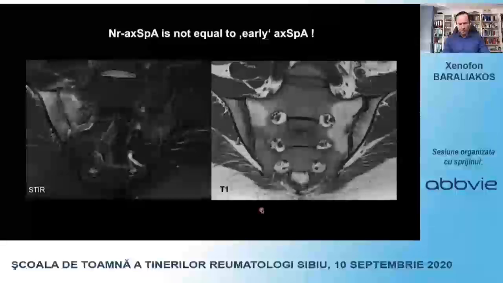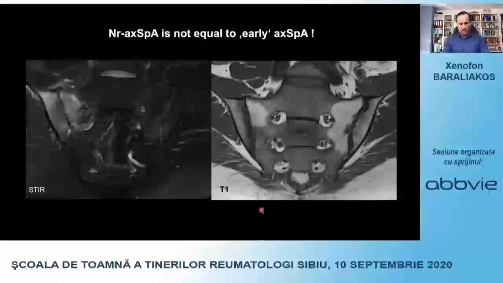Now, one important thing to keep in mind is also that non-radiographic and radiographic spondyloarthritis are not always referring to different stages of the disease. I hope you can see my laser pointer here. If not, please let me know, otherwise I continue explaining what I'm pointing out.